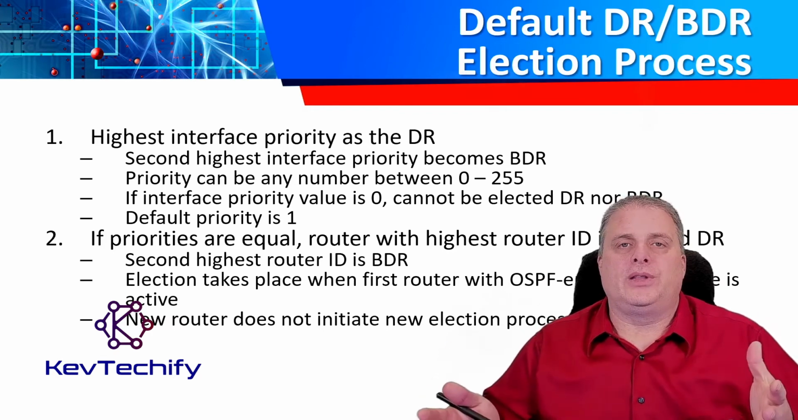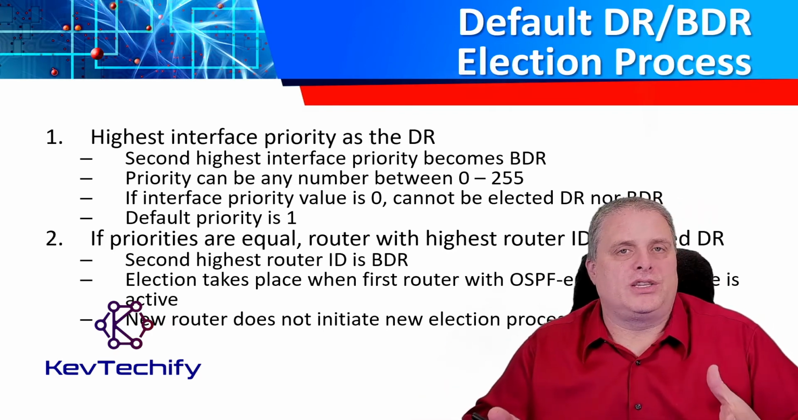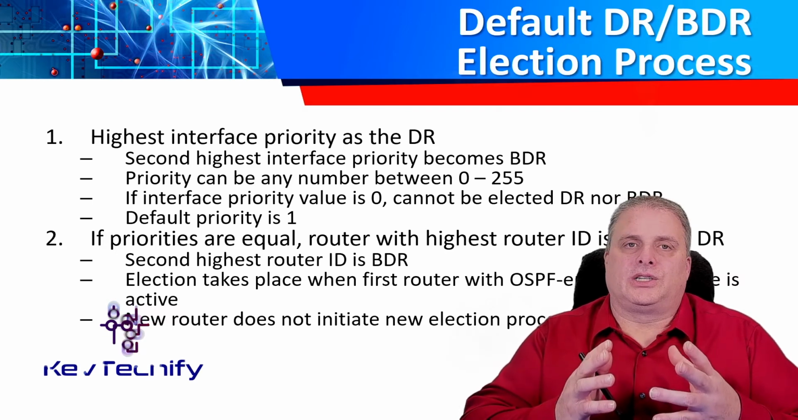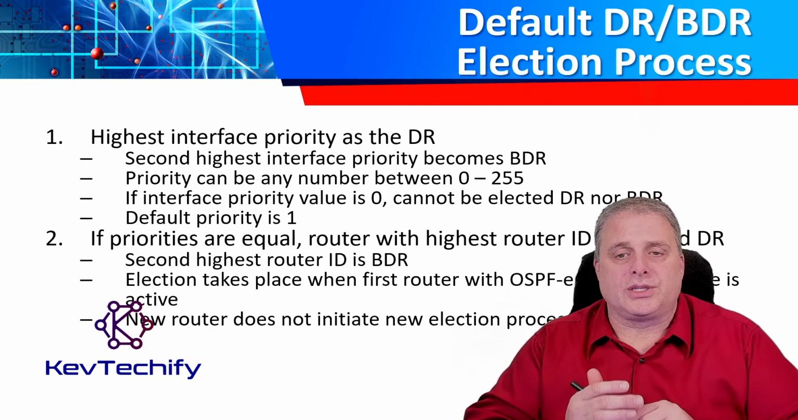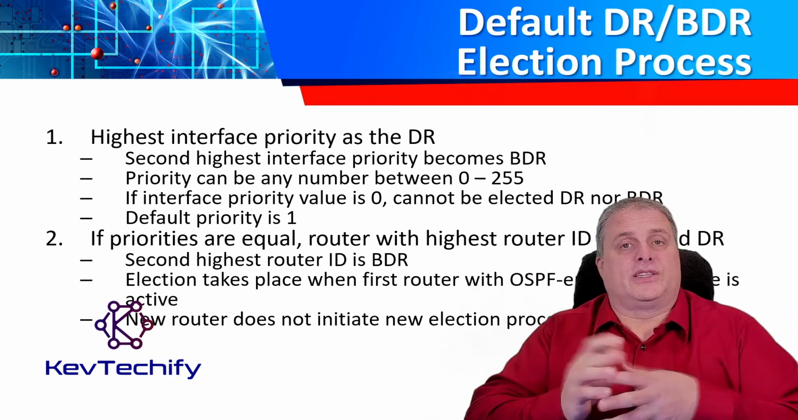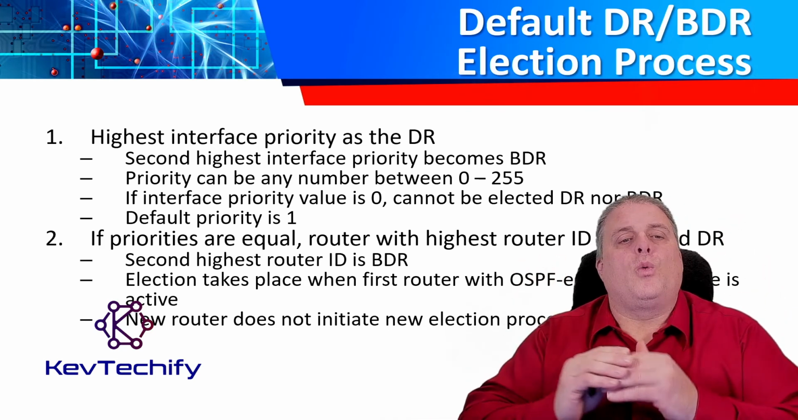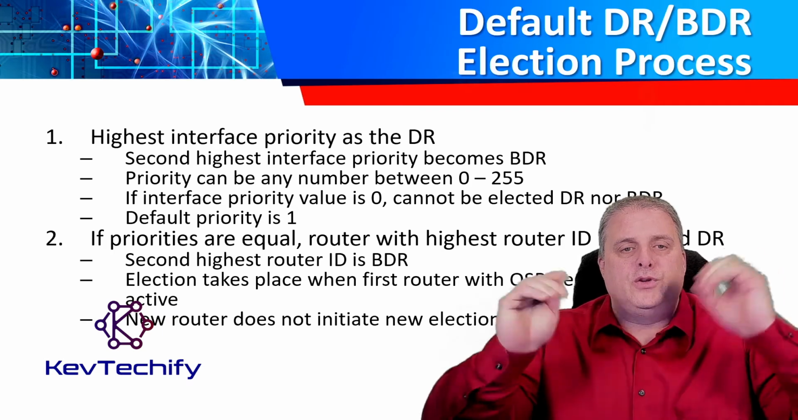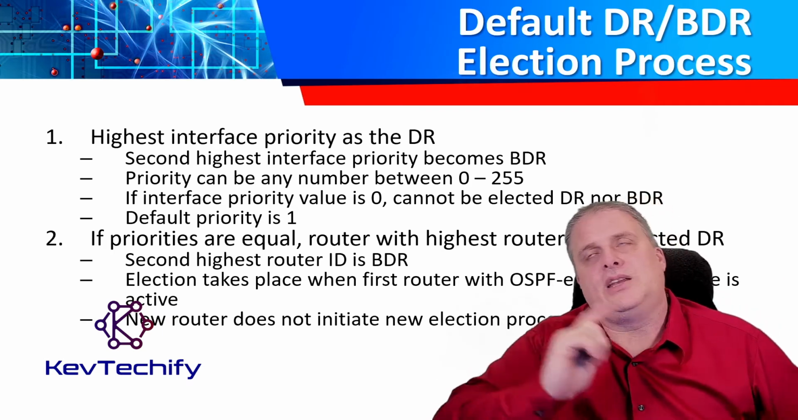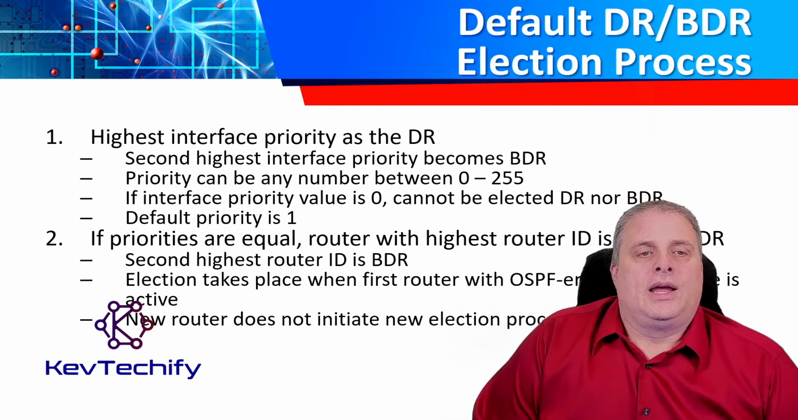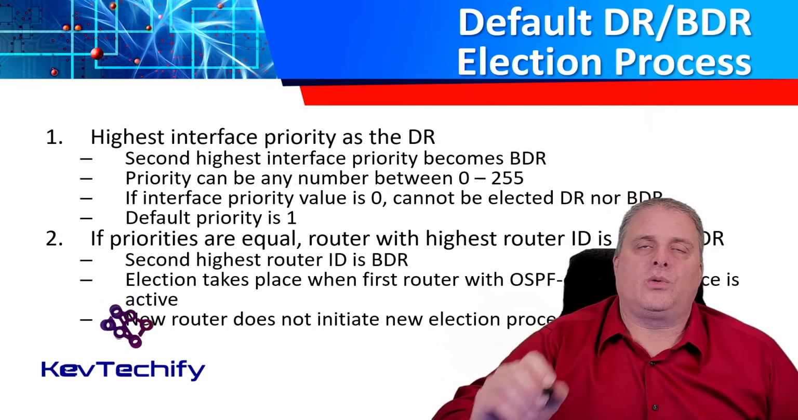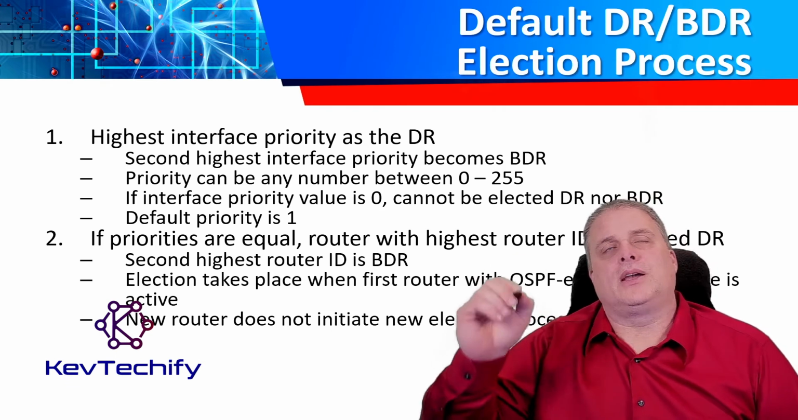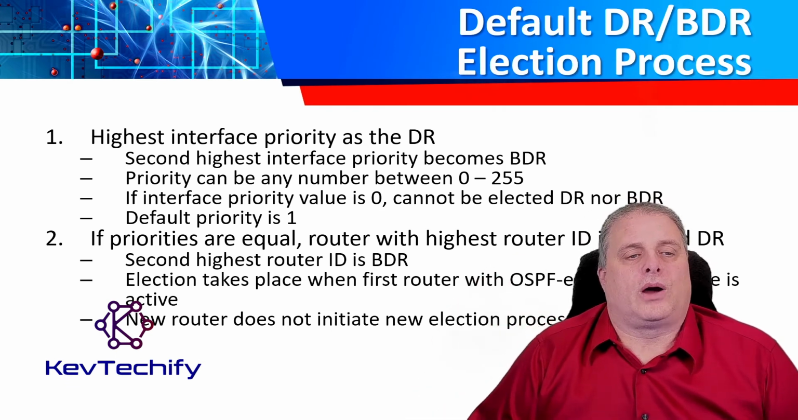Why would you want to do that? Maybe it's a high traffic device and you don't want it to handle the extra computations of sending out all of those link states and computing the tables. Maybe it's an older router. For some reason, you don't want it to do that. Now, if you don't go in and manually set it, that default priority is 1. So it takes the highest priority and sets that as a designated one. Second highest priority, that becomes your backup designated router.